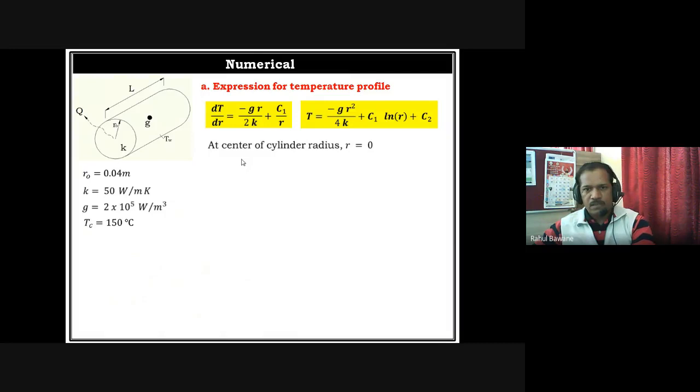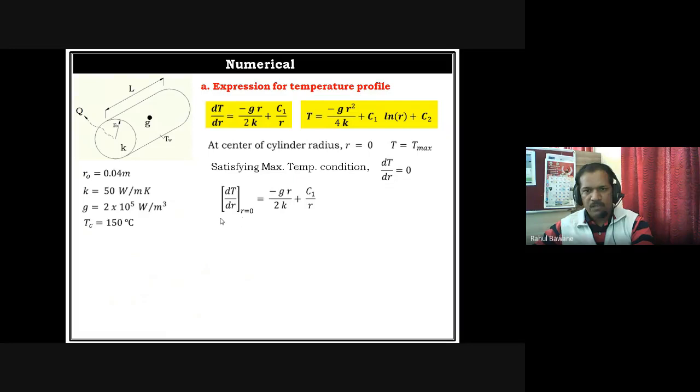So we know the center conditions, where radius is 0, that means center line. So we obtain a T max, maximum temperature at center. And if there is a T max, that means it is definitely satisfying the maximum temperature condition, and that is dT by dr equal to 0. Now we have r equals 0, T is T max and dT by dr is 0. So definitely we will go with this dT by dr form. So dT by dr at r equals 0 is equal to minus G r upon 2K plus C1 upon r.